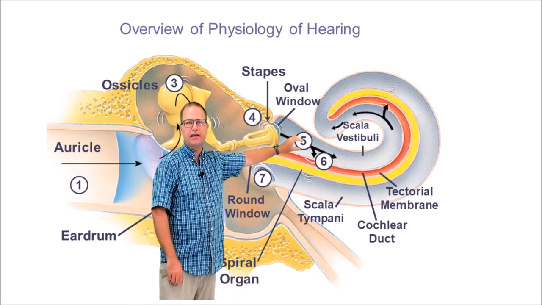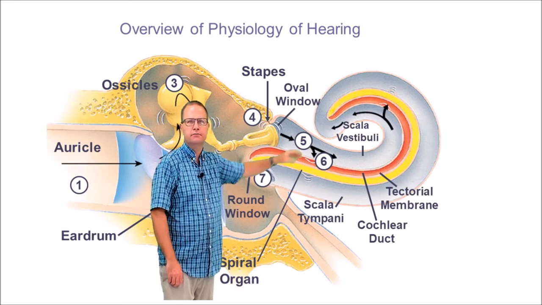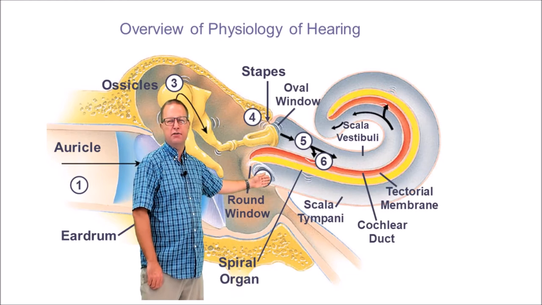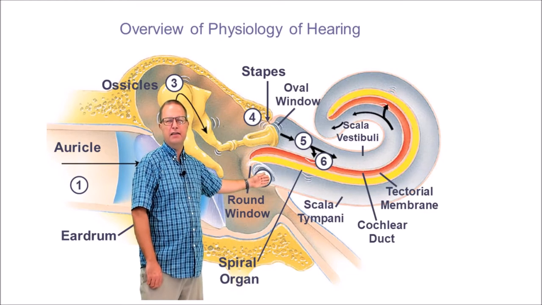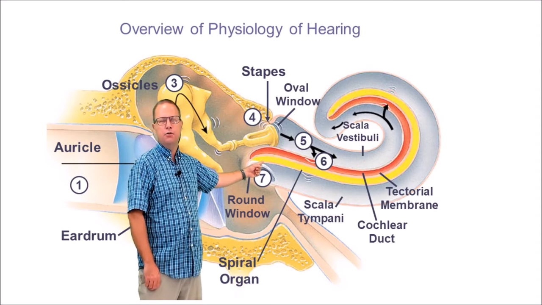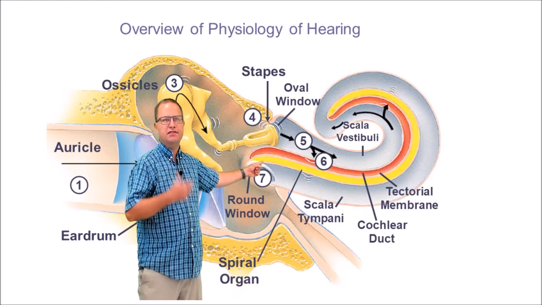And the topmost cavity is called the scala vestibuli. And eventually those vibrations move along the bottommost cavity, which is called the scala tympani. Now, in the process, they're going to be pressing upon this next canal, our basilar membrane, which is going to be forcing something called hair cells into a tectorial membrane. And this is where the process of transduction is going to occur.